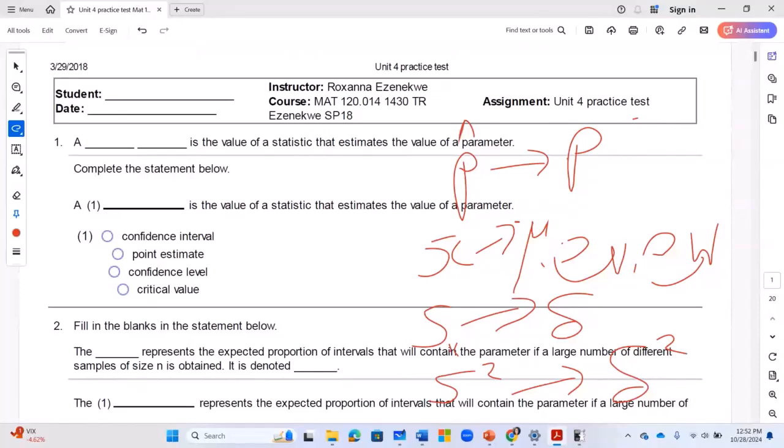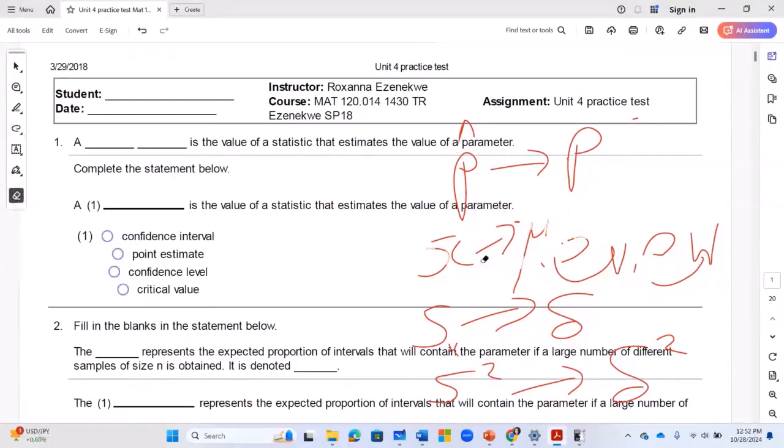H bar to estimate the population mean. And we shall use sample standard deviation to estimate the population standard deviation. We shall use sample variance to estimate the population variance. Okay, so that's the next thing we're going to do.